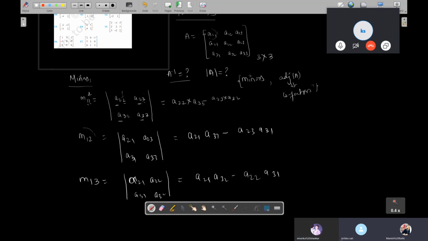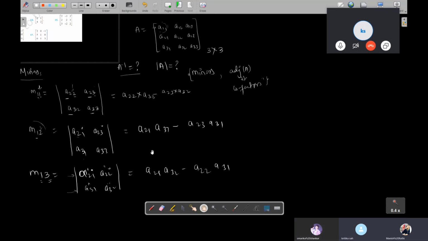See over here, M12: 1 is already there for the row, so rows 2 and 3 are left. I'll write row 2, row 3. For the column, 2 is already used, so I cannot write 2 in the column suffix. What I'm left with is 1 and 3. Similarly for M13, row 1 is used, so I need rows 2 and 3. Column 3 is used, so I can use only 1 and 2. So this is the way you find the minors immediately without seeing the matrix.